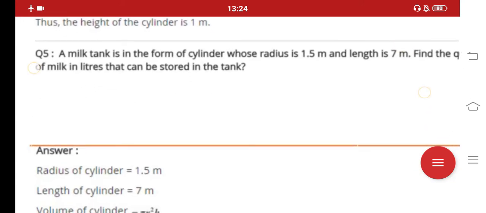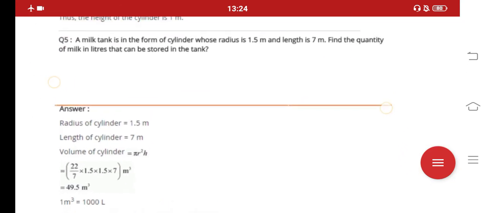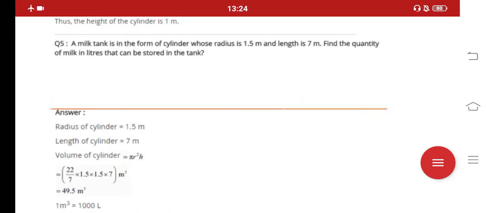Now let us see question number 5. See what is given here. A milk tank is in the form of a cylinder whose radius is 1.5 meter and length is 7 meter. Find the quantity of the milk in liters that can be stored in the tank. Again, quantity in liters that can be stored means what fills inside the tank. So if we have to fill the tank, it means we have to take out the volume. So radius is given, length is given. Length can be considered as the height of that cylinder.